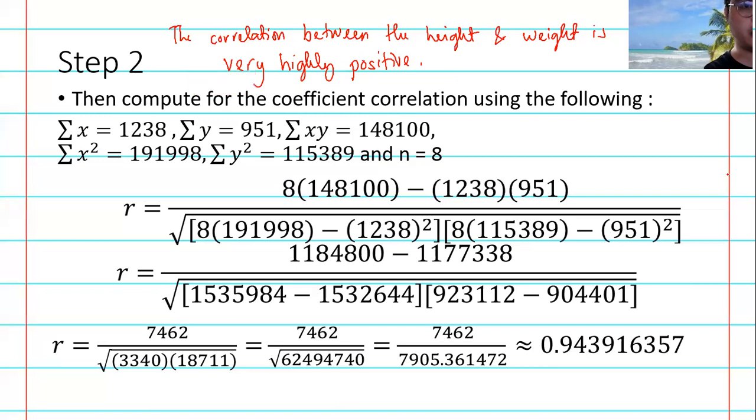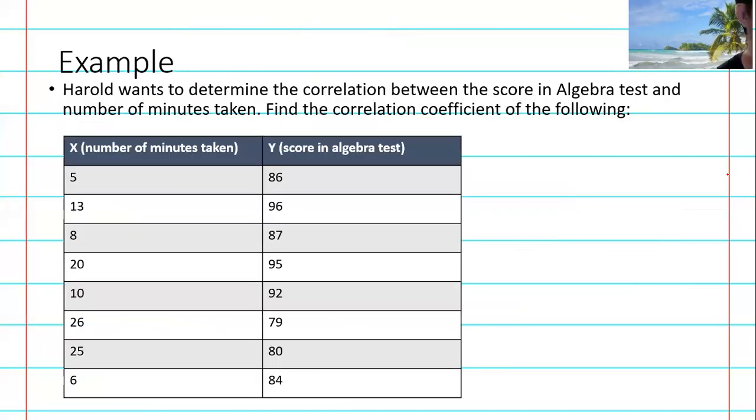So here, Harold wants to determine the correlation between the score in algebra test and number of minutes taken. So we need to find the correlation coefficient of the following. The number of minutes taken is parang yung time eh. So we assume that the time can affect the score, while the score is the dependent variable.